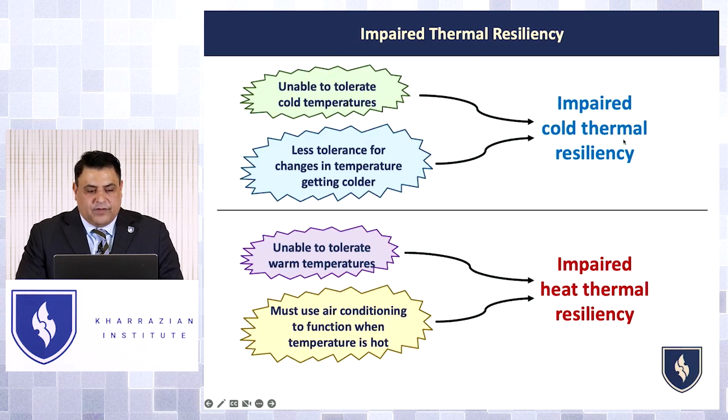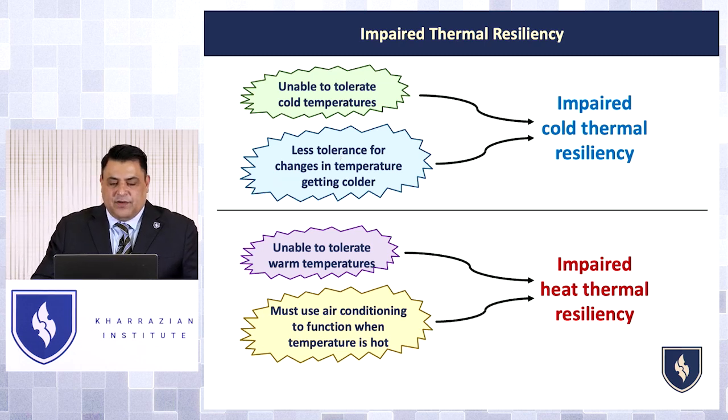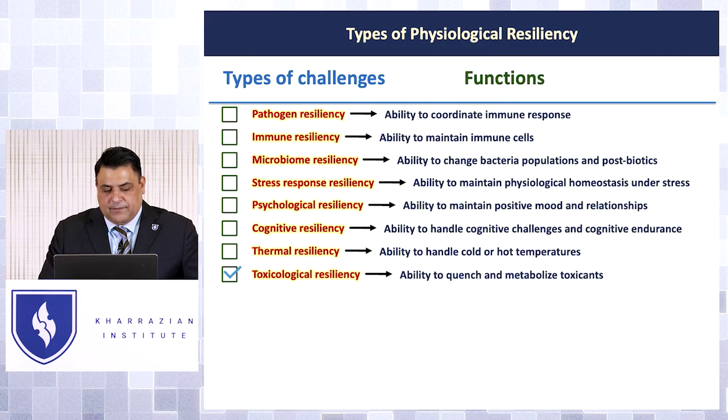So impaired cold thermal resiliency, unable to handle cold temperatures, less tolerant to change in temperature, getting colder. They're always the ones that have to layer up and wear scarves and completely miserable when there's just like a little bit of wind. And if that's getting worse over time, that means they're losing their thermal resiliency. And then same thing with warm temperatures, unable to tolerate warm temperatures, must use air conditioning to function when temperature's hot. Those are all impaired thermal resiliency.